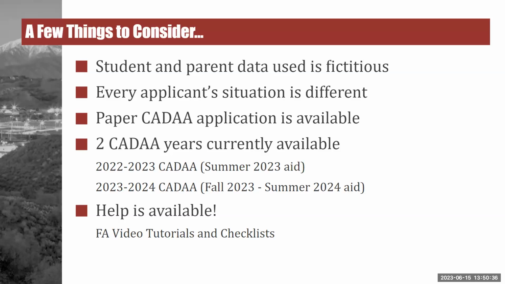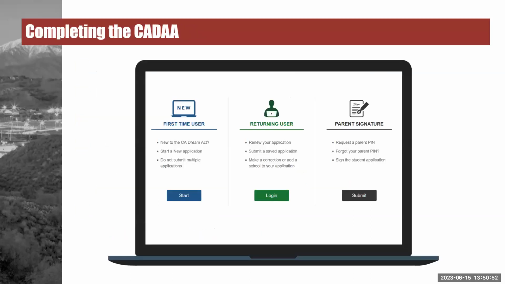Finally, help is available. If you have any questions or concerns with this application, you can contact the California Student Aid Commission, or CSAC, which is the state organization which manages the DREAM Act application. You can also contact the SAC Financial Aid office for assistance, and we'd be happy to help you. Okay, so let's get started.